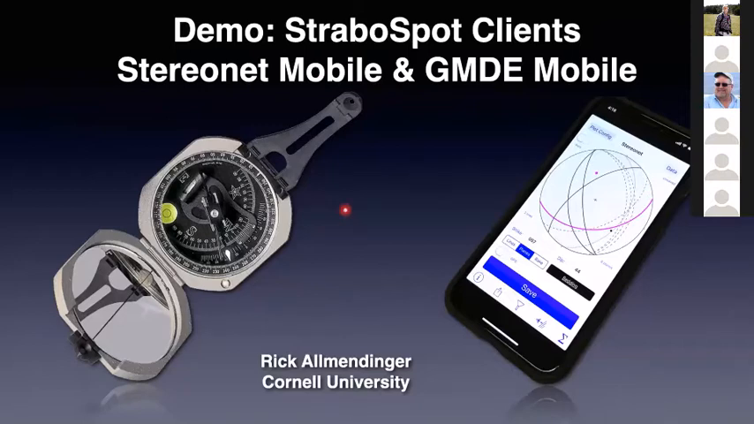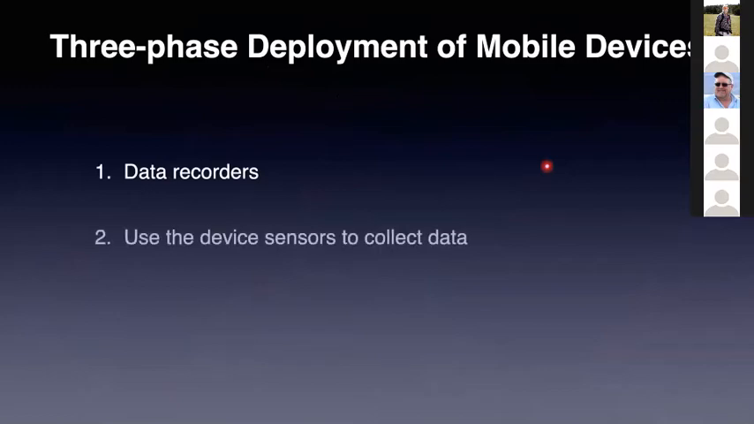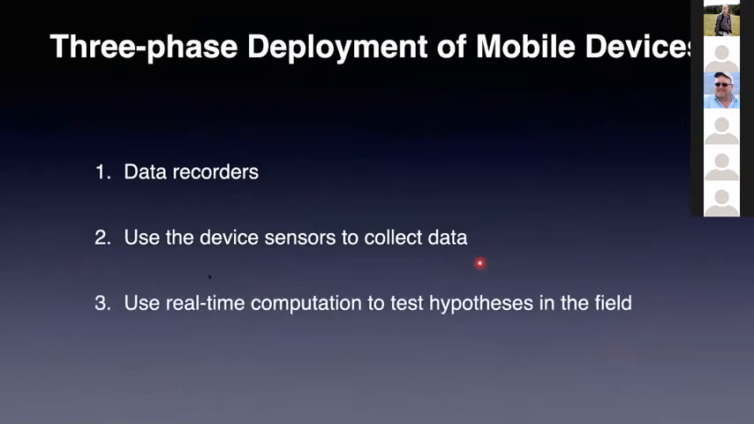So the transition to digital is really playing out in three fundamental phases or steps. In the first phase, we used our mobile apps just as data recorders. In the second phase, now largely complete, we're using our digital devices and the sensors in them to actually collect new data. And I think the third phase, which we're just beginning to get into, is to use real-time computation in the field, where we can test hypotheses while we're still in the field. So that's how I see it.